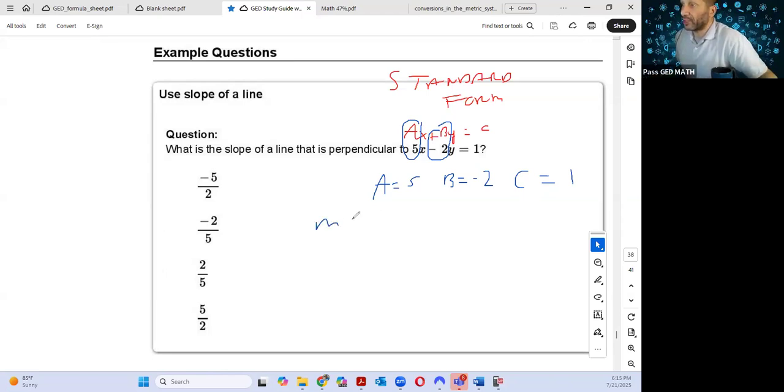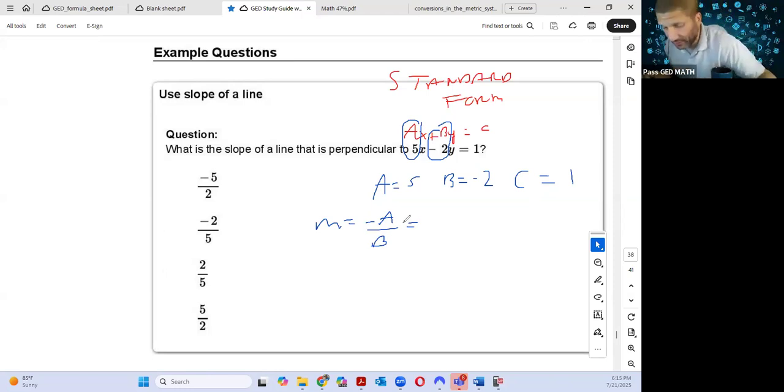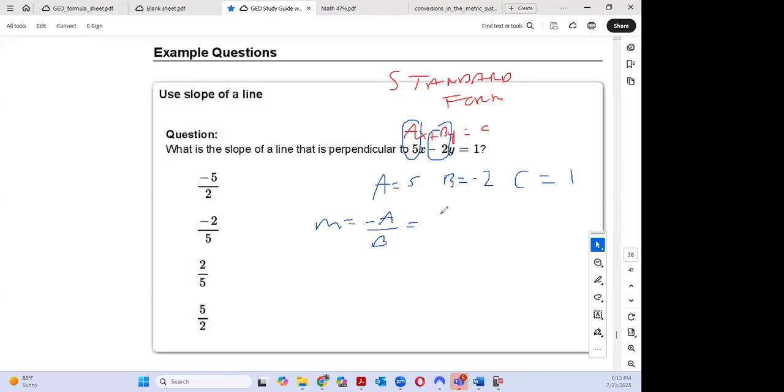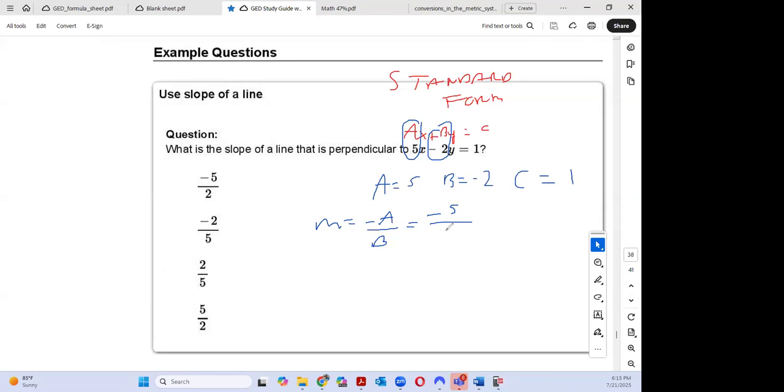Now, the shortcut that I gave you to find a slope in standard form: take the opposite of A over B, not A over B, the opposite of A over B. So if A is 5, what's the opposite of 5? Negative 5. What's B? Negative 2. Two negatives make a what? Positive. So the slope of this line is what?